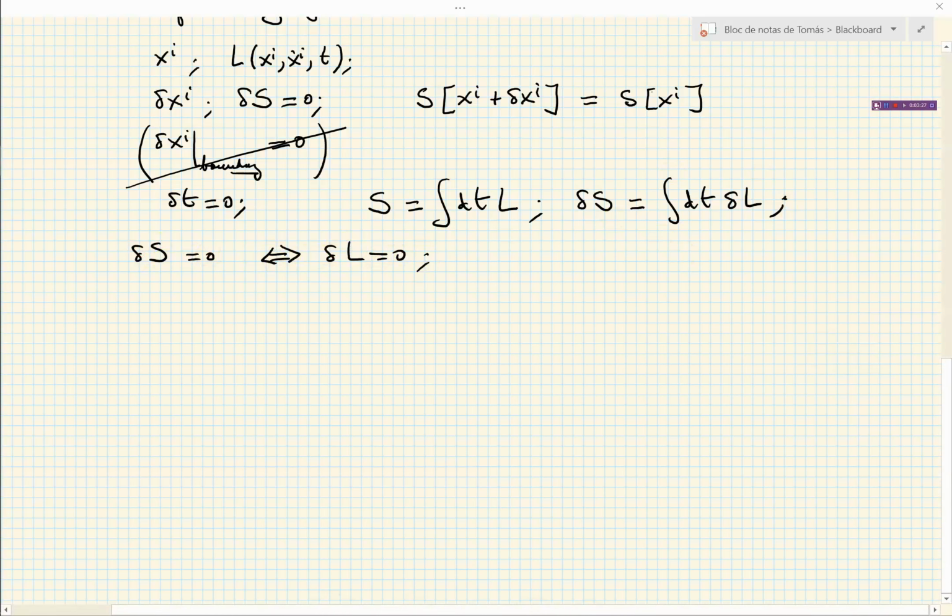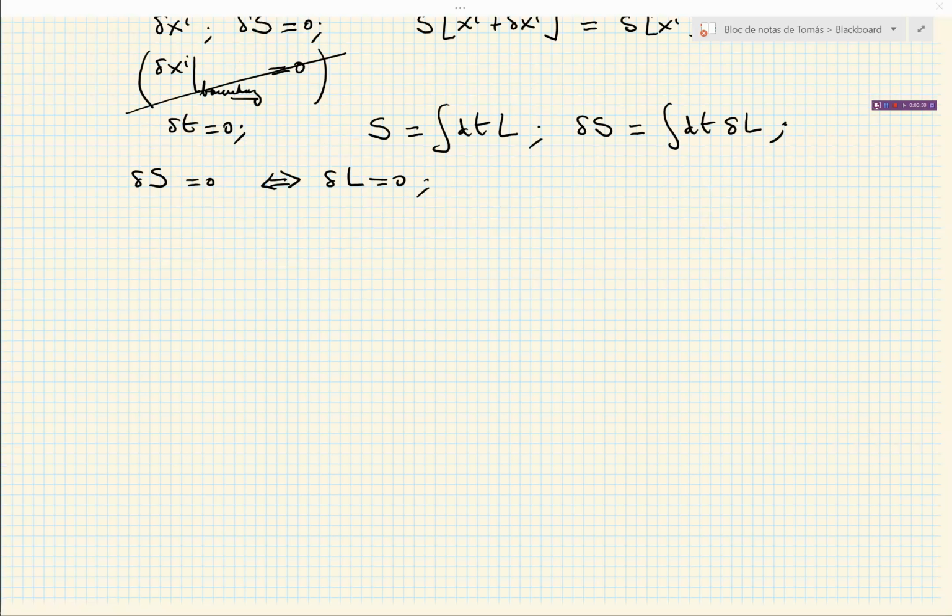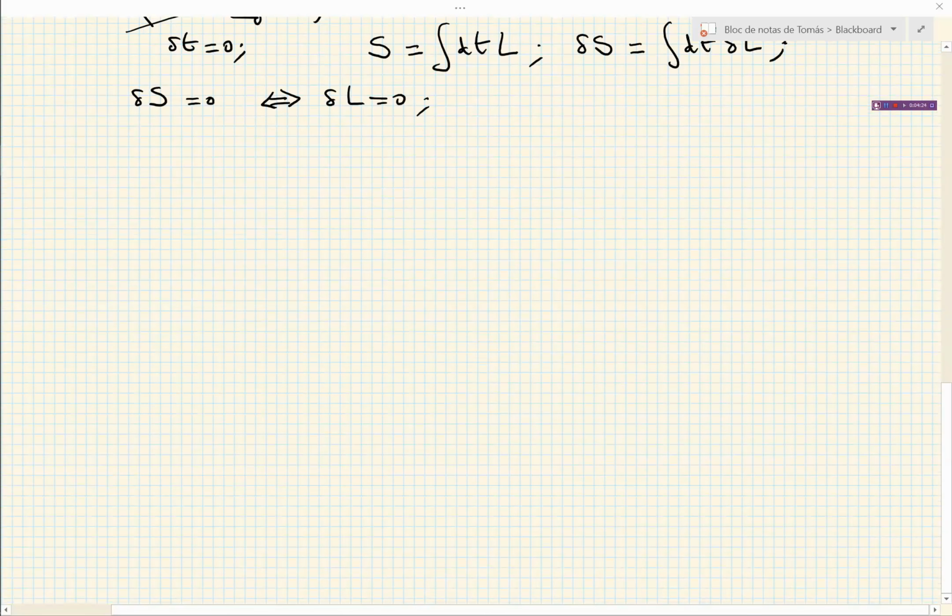This integral has no particular limits of integration, so delta S is 0 if and only if delta L is 0. So in this simple case, you don't see why I am asking for a symmetry of the action and not just of the Lagrangian. In this case, indeed, these two things are equivalent. We will see that in more general cases, this is not true. What matters are the invariants of the action, but this is what happens in this simple case. And we just have to compute delta L.